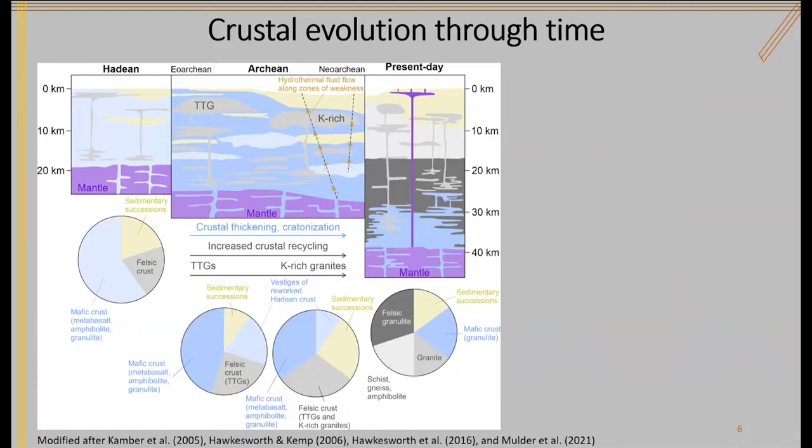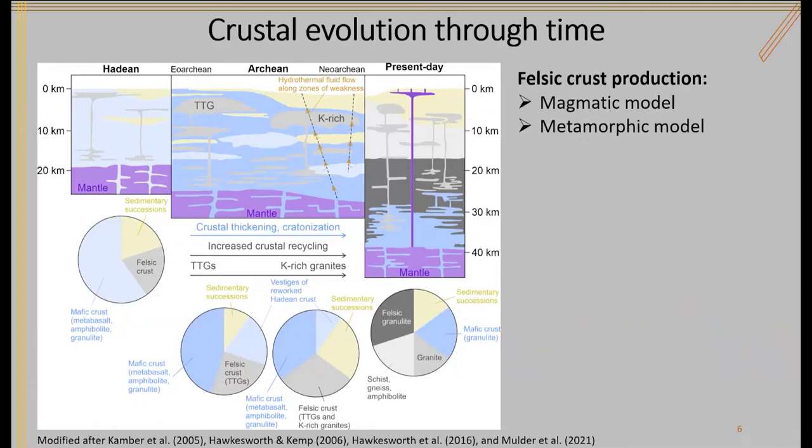Crustal evolution through time is a very complicated topic. Many papers have been published on this, and I want to keep this introduction very short. So Hadean protocrust is a contentious topic in itself. If there was felsic crust in the Hadean, then the proportion was rather small. And essentially 2 broad mechanisms have been published to produce felsic continental crust. One would be a magmatic model that involves large-scale differentiation of mafic packages, and a metamorphic model would involve cycles of remelting and recrystallization in order to produce felsic crust. The two models do not necessarily exclude each other, and both do apply to specific periods of time and in specific crustal sections.